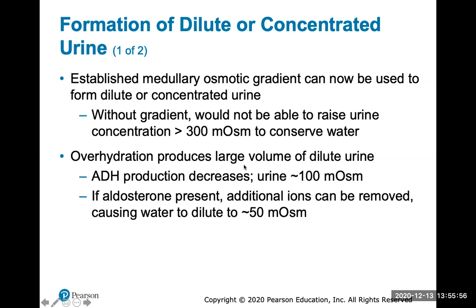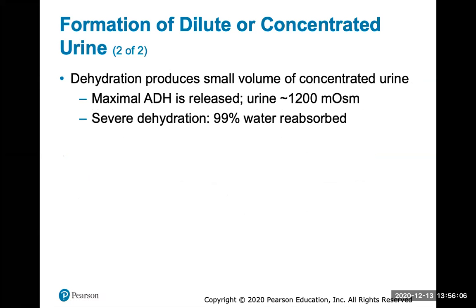Overhydration produces large volumes of dilute urine. Antidiuretic hormone production will decrease, and if aldosterone is present, additional ions can be removed, causing the urine to be dilute. Dehydration produces small volumes of concentrated urine, so the maximal ADH will be released to try to reabsorb that sodium and water back into the body.